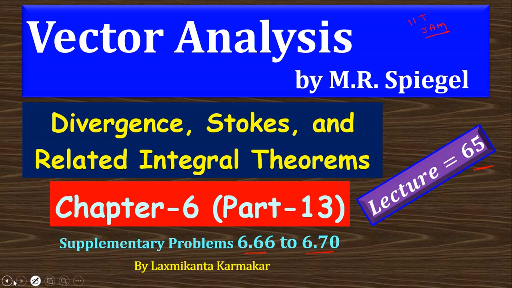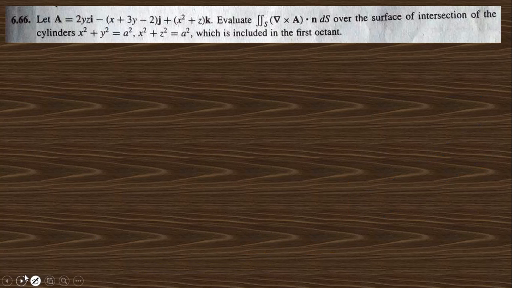So let's start with question 6.66, which says: let A be a vector. Evaluate the surface integral over the surface of intersection of the cylinders x square plus y square equal to a square and x square plus z square equal to a square.